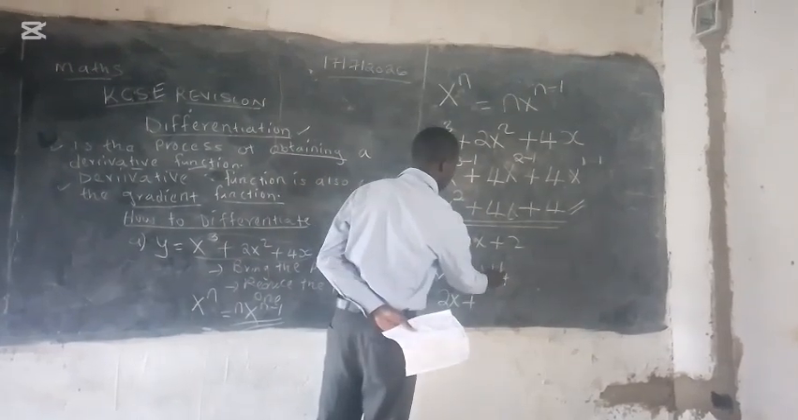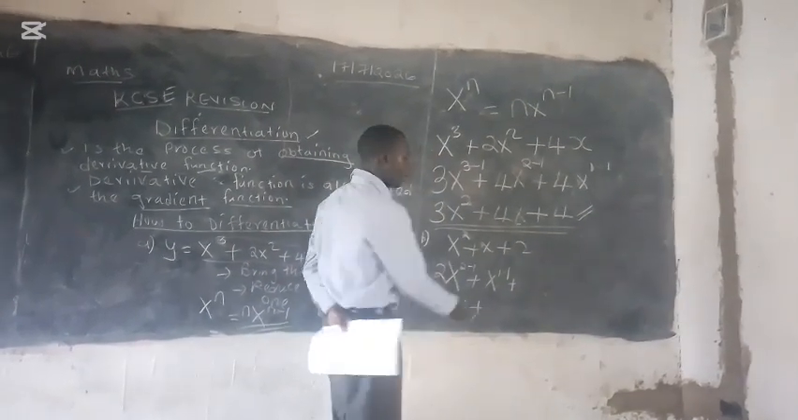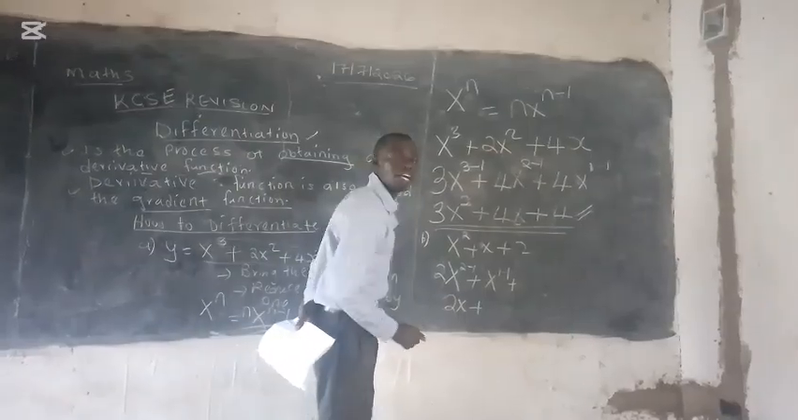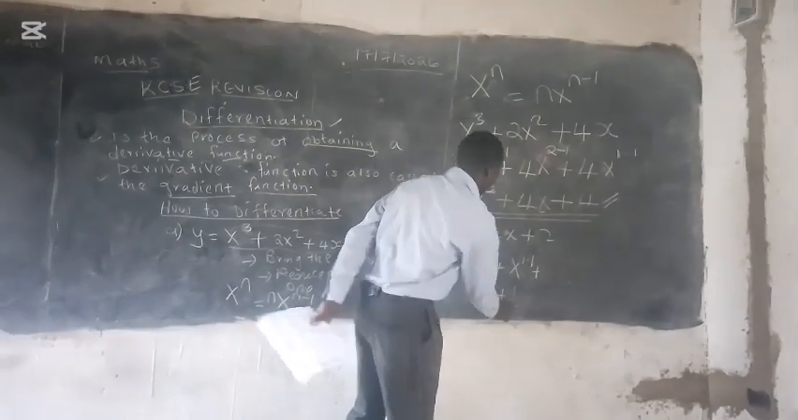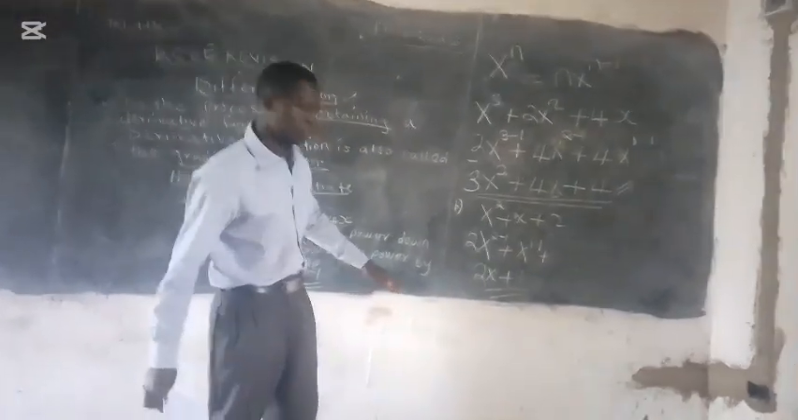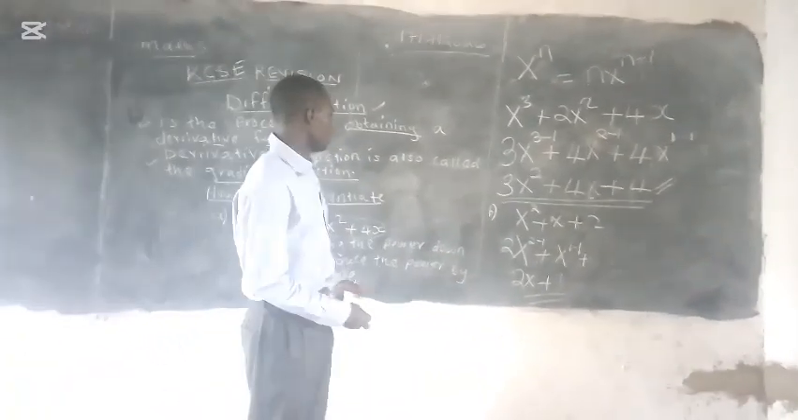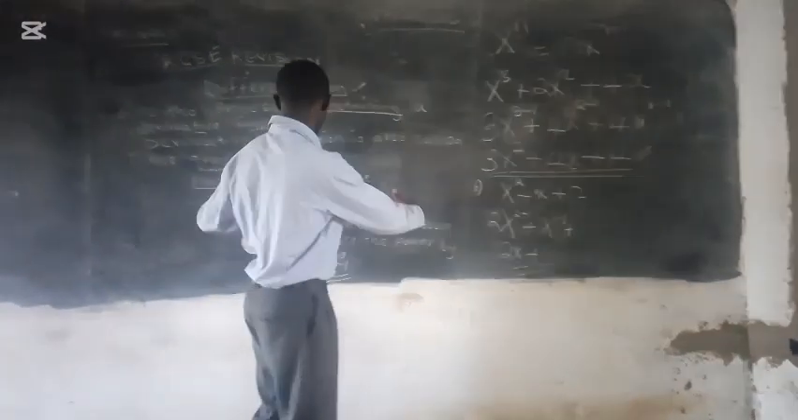So here, students, it will be now 2x plus. Remember, x to the power 1 minus 1, the value of x will become 0. But remember, we brought down the power. So the power was 1. So it becomes 1. That's our gradient function or derivative. Now, students, that's how we differentiate.